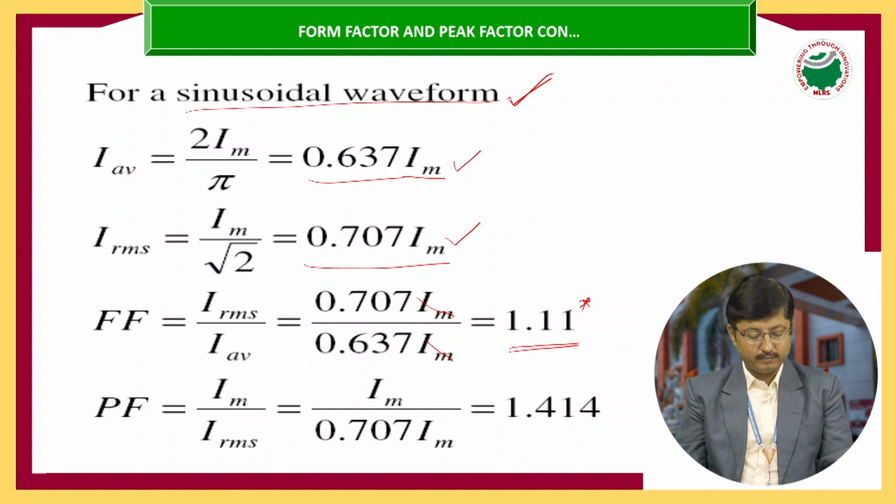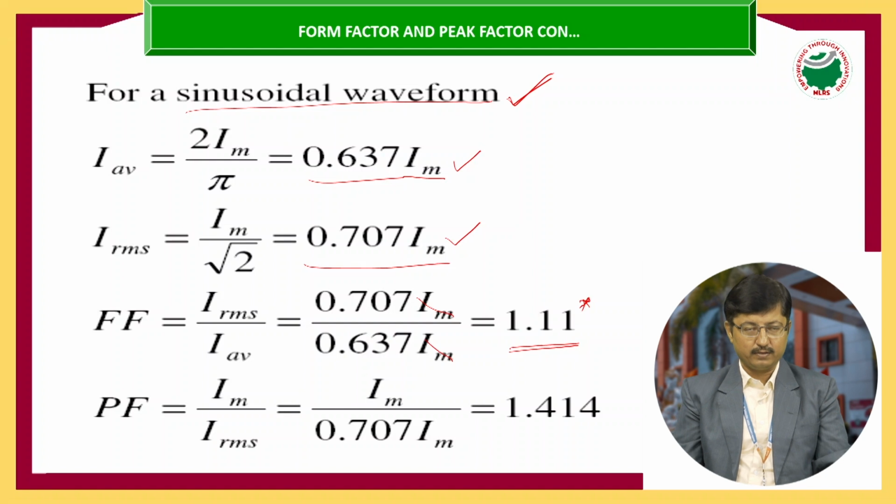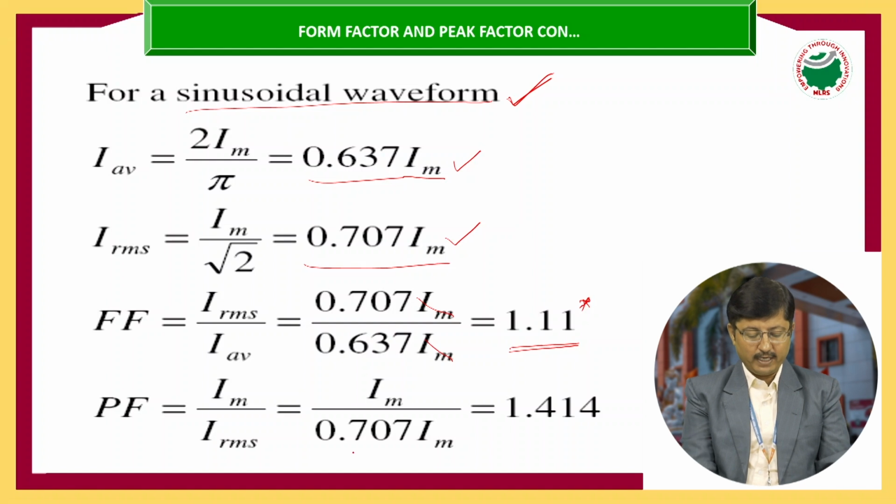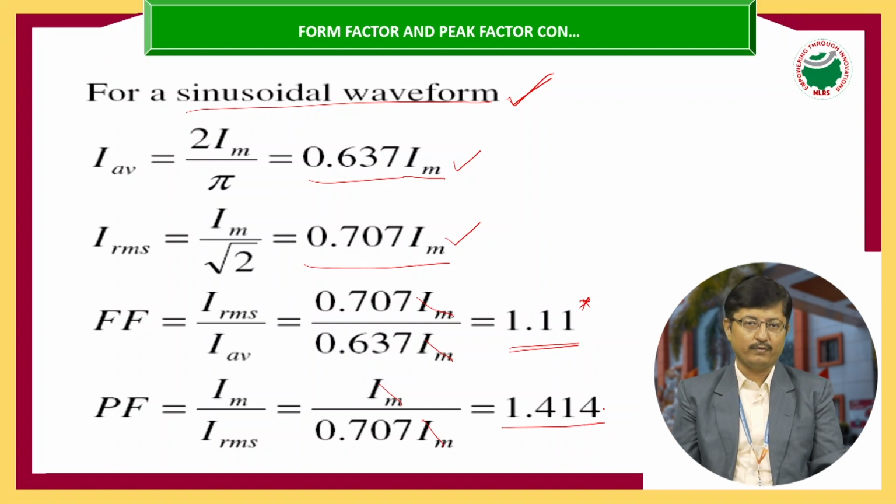Next, coming to the peak factor or crest factor. The peak factor is nothing but the ratio of the maximum value to the RMS value. The RMS value is nothing but 0.707 times the maximum value. So Im will get cancelled. So the ratio of 1 by 0.707 is nothing but 1.414. So this is the peak factor or crest factor of a sinusoidal waveform.